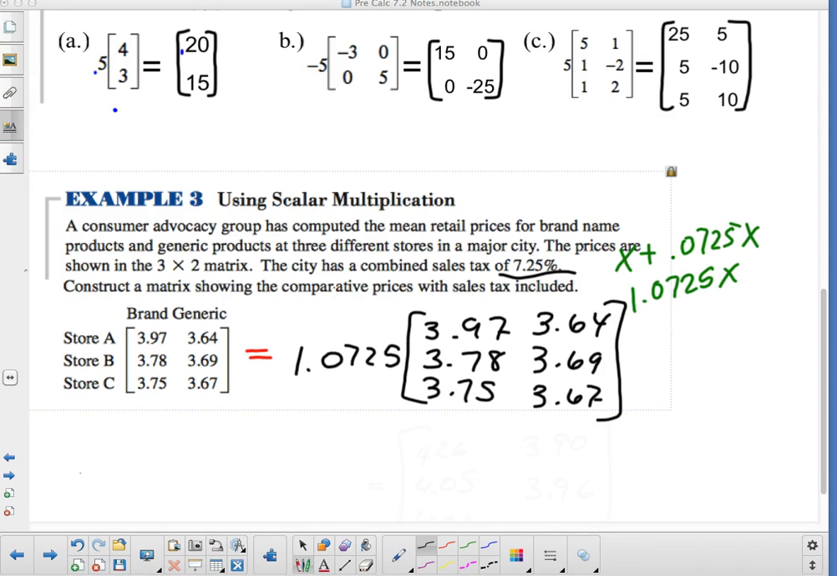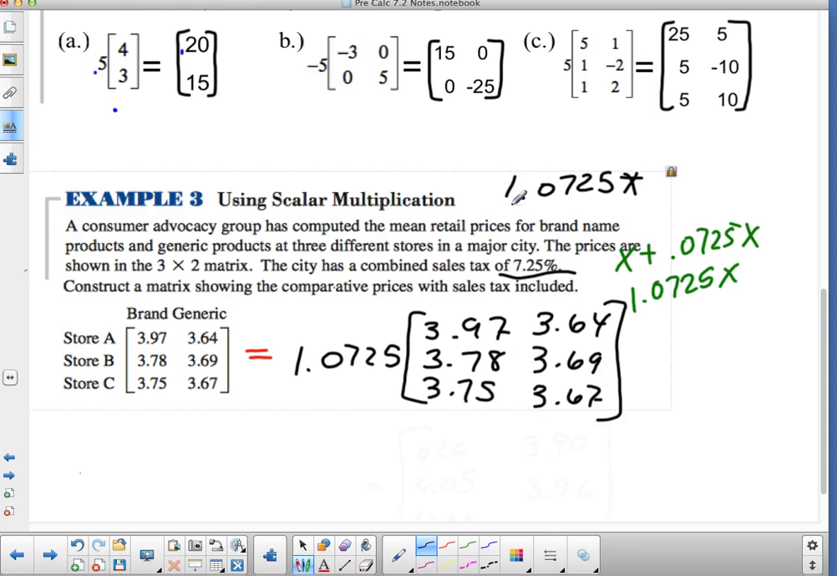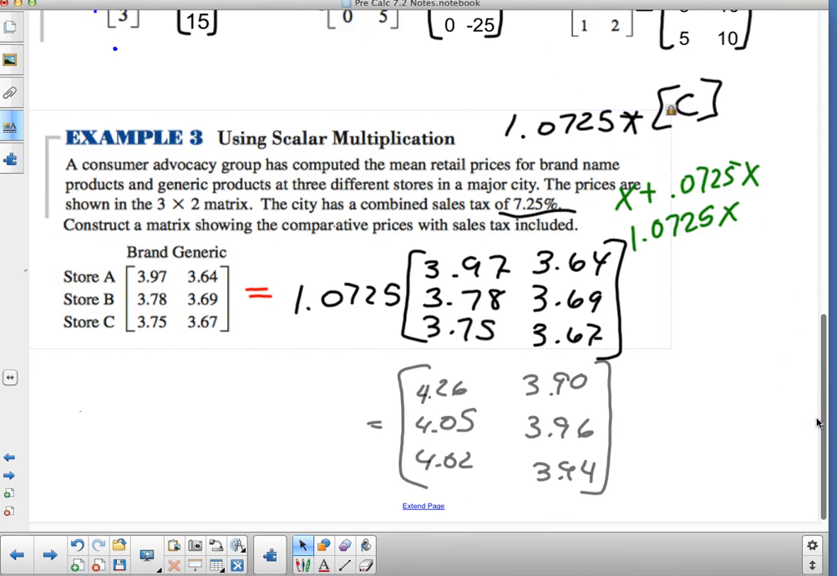Now, after you put this into your matrix, we're really talking about the idea in your calculator. You're going to go 1.0725 times matrix C, and you hit enter. It should work out that you get your final answer of 4.26, 4.05, 4.02 in your net column, and 3.90, 3.96, and 3.94. They should come out, okay?